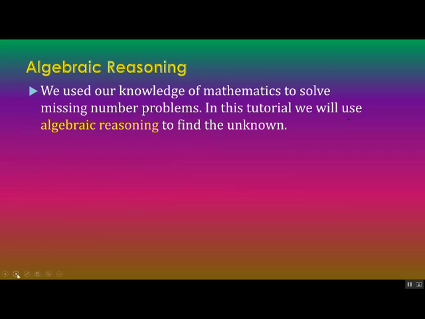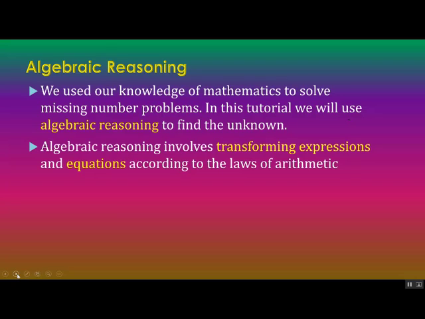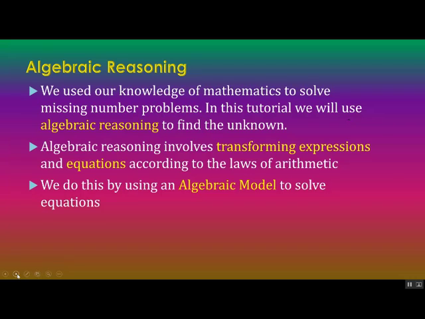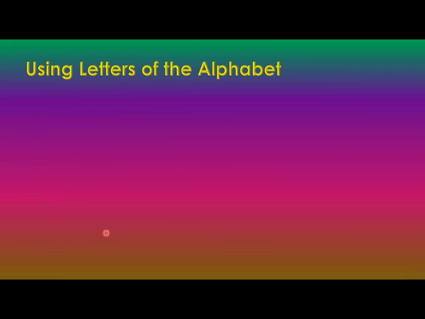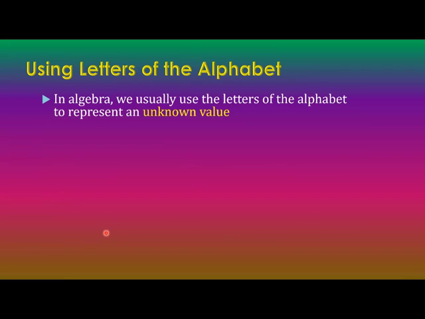Algebraic reasoning. We used our knowledge of mathematics to solve missing number problems. In this tutorial, we will use algebraic reasoning to find the unknown. Algebraic reasoning involves transforming expressions and equations according to the laws of arithmetic. We do this by using an algebraic model to solve equations. In algebra, we usually use the letters of the alphabet to represent an unknown value.